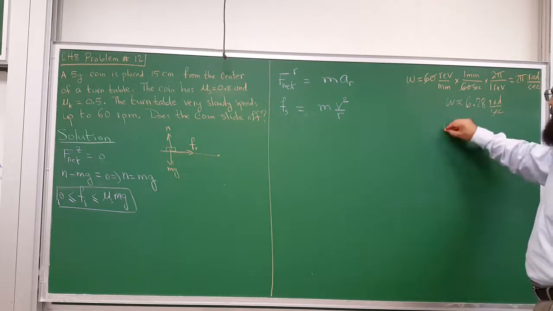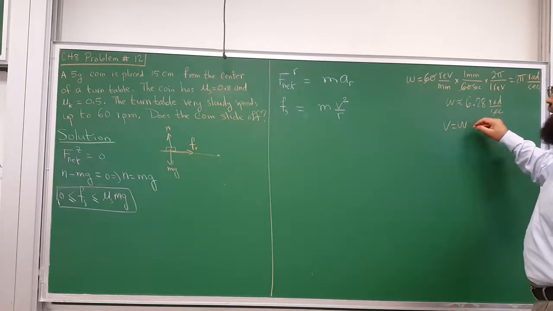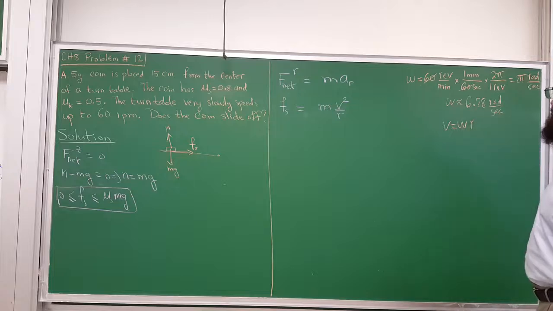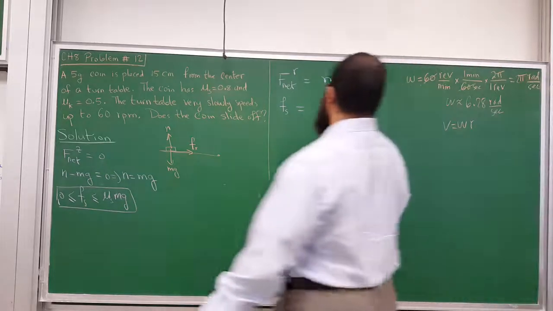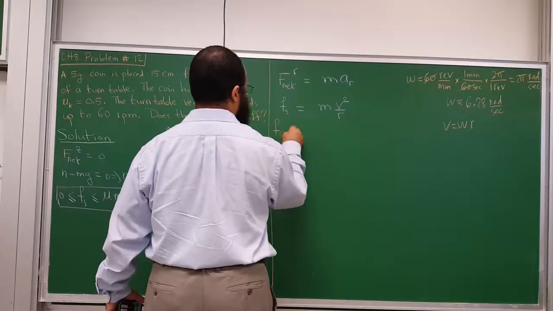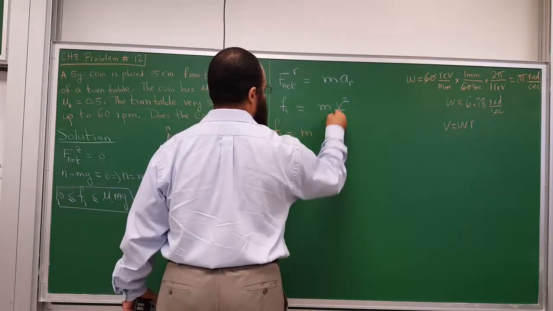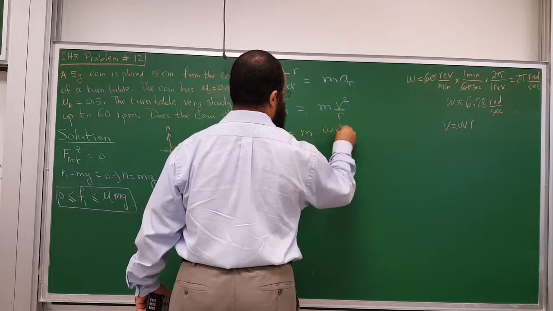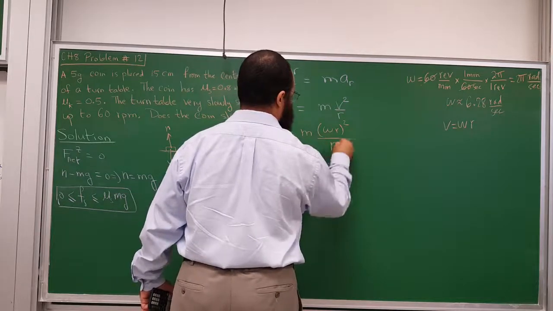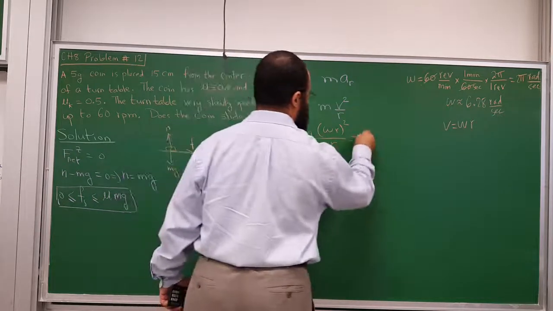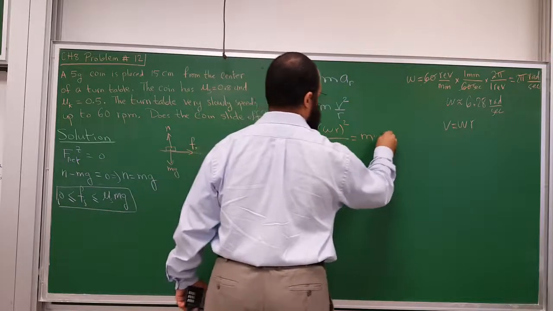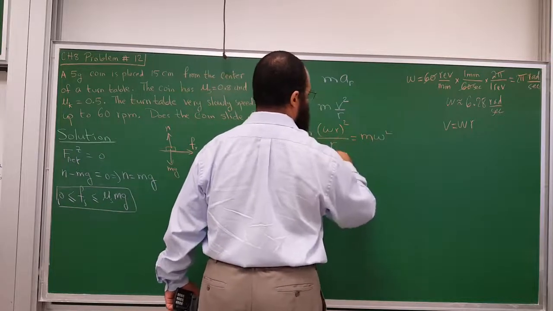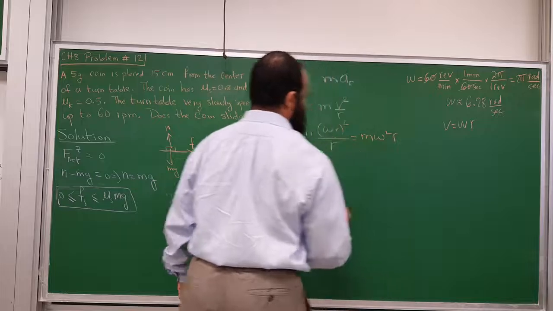So what's the speed? Remember, v is omega times r. And so the force of static friction that you need would be m times v squared over r, where v is omega times r, and you have to square it, and then you divide by r. And so you get m omega squared, and then you have r squared on top, r on the bottom, that's just r. So let's see what we get.